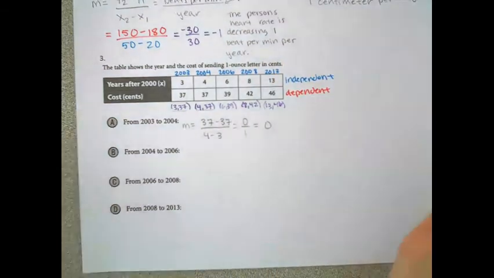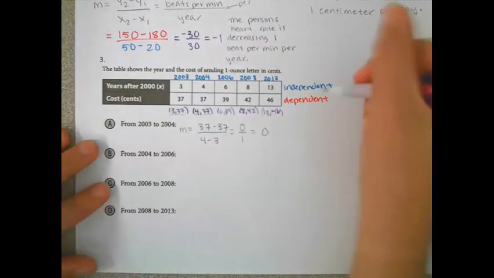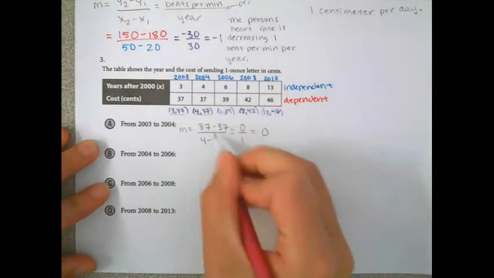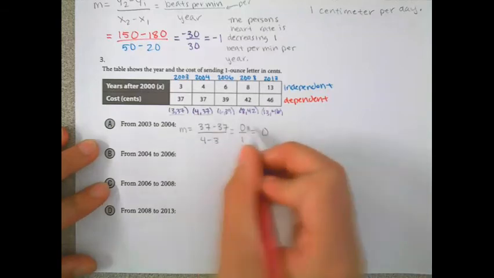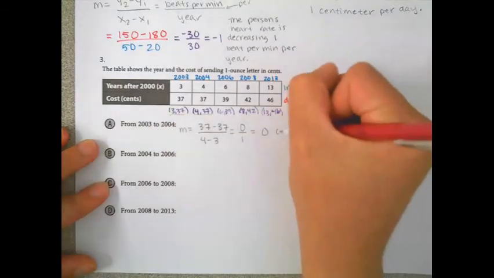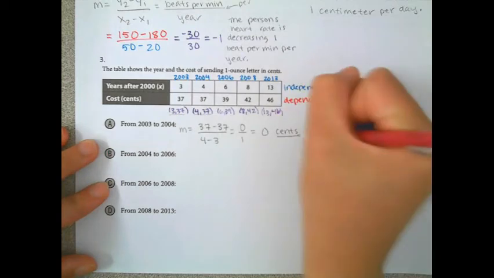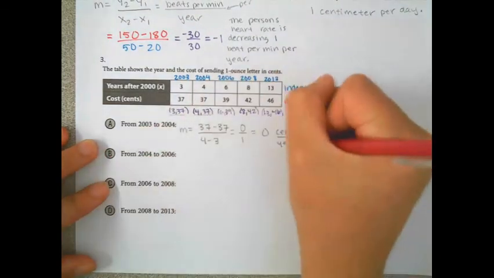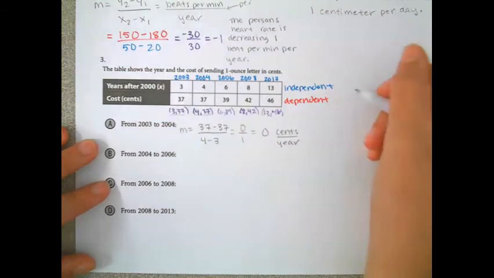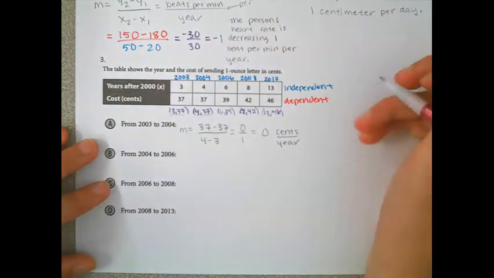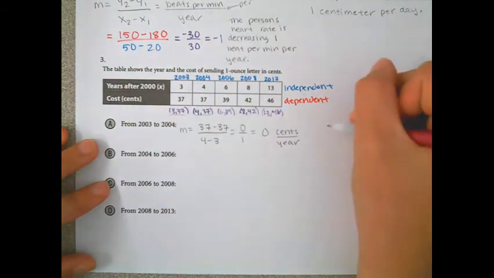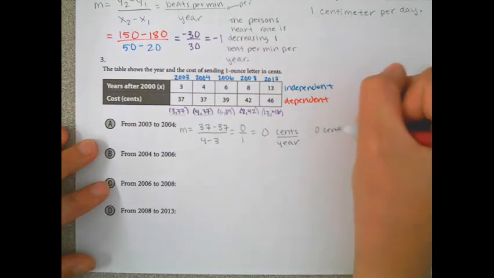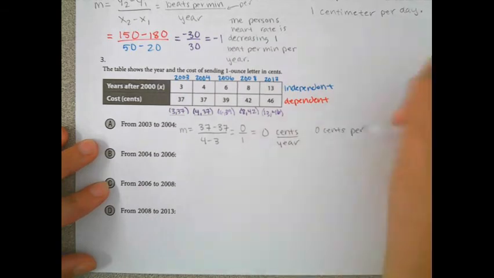And we have to think about the units now as well, which is our dependent variable over our independent. Remember, y's over x's. So my y's are cents, and then my x's are years. So we can put it all together and say that from 2003 to 2004, the cost of sending a 1 ounce letter changed 0 cents per year.